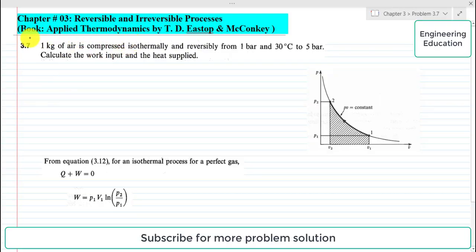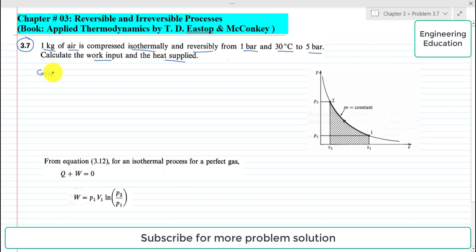In this video we are going to solve problem 3.7 from chapter number 3, Reversible and Irreversible Processes, from the book Applied Thermodynamics by Eastop and McConkey. Statement of the problem is: 1 kilogram of air is compressed isothermally and reversibly from 1 bar and 30 degrees centigrade to 5 bar. Calculate the work input and the heat supplied.